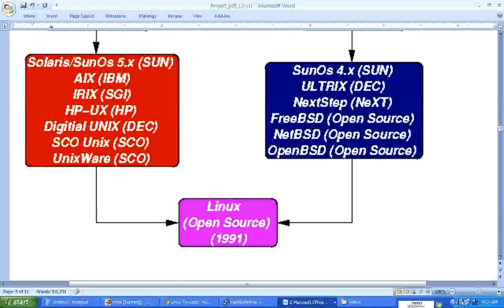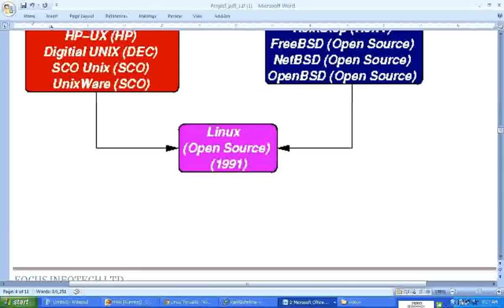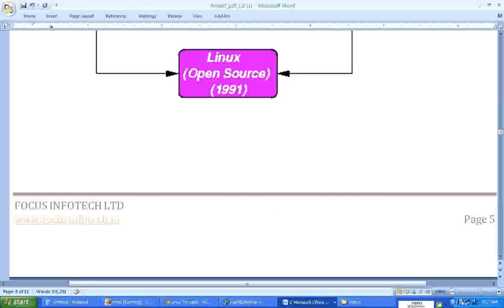So now, with the help of this Unix information, we will in the next video jump to actual Linux installation and certain other things, and I will see you in the next video.